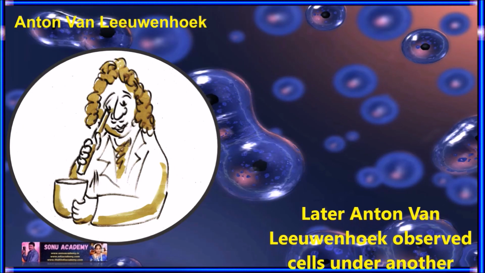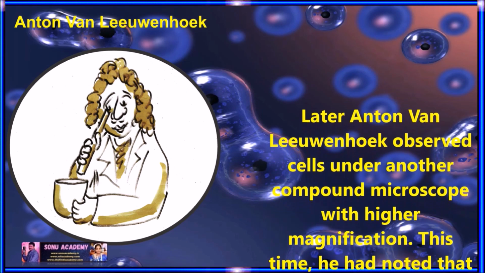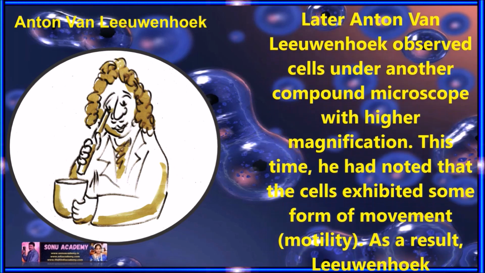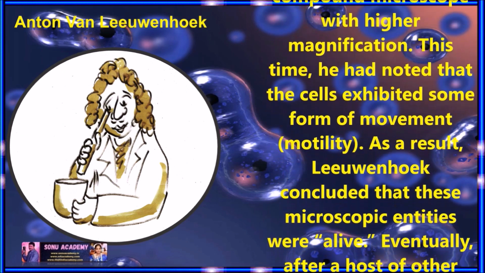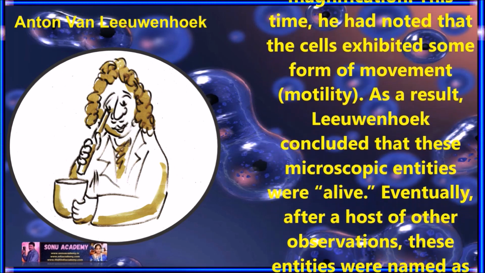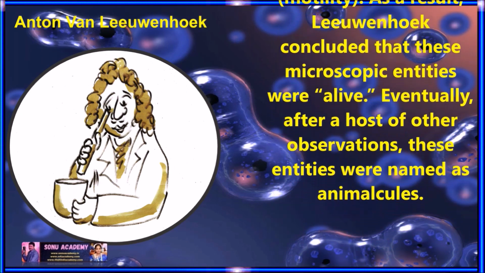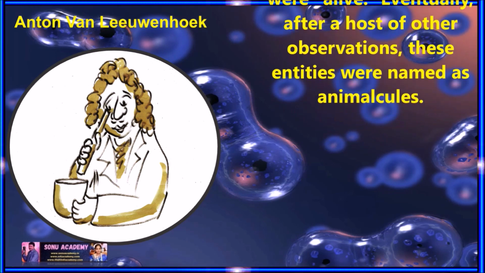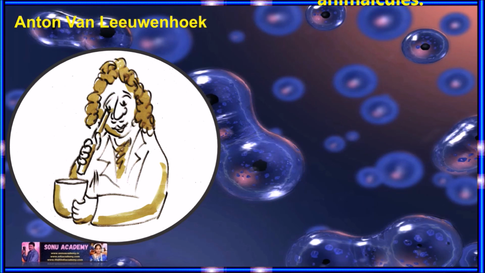Later, Anton van Leeuwenhoek observed cells under another compound microscope with higher magnification. This time, he noticed that the cells exhibited some form of movement. As a result, Leeuwenhoek concluded that these microscopic entities were alive. Eventually, after a host of other observations, these entities were named animalcules.